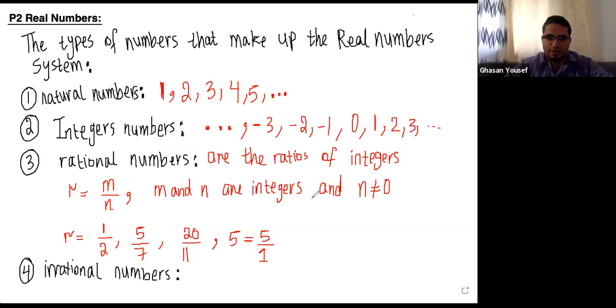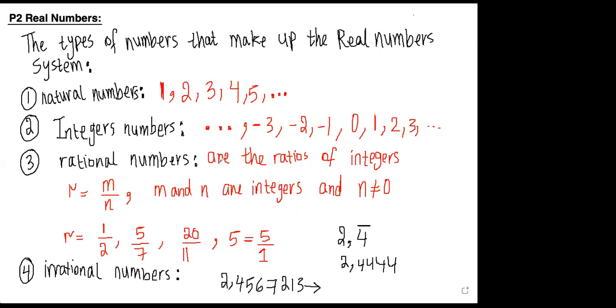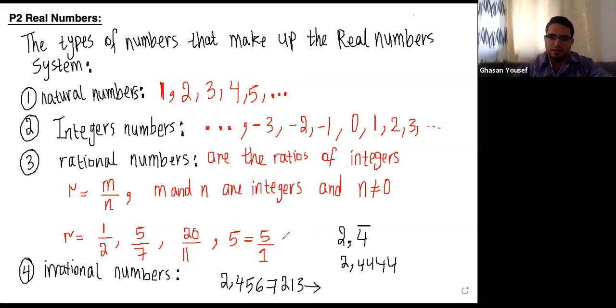Or if the number is repeated, for example 2.4 and the 4 repeated, this equals 2.4444444. This is a rational number. But if the 4 is not repeated, for example 2.4567213 and go on, this number is an irrational number. Wait, so if the same number is repeating, it's rational, right? Yes, if the number is repeating, it's called rational.